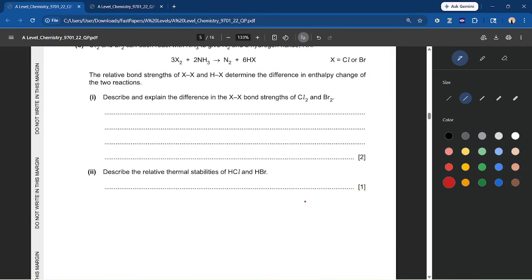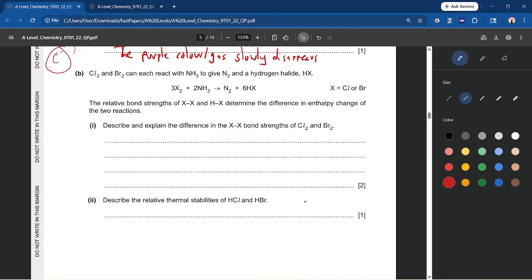So chlorine and bromine can each react with ammonia to give nitrogen and a hydrogen halide. They give the generic reaction, which is 3X2 plus 2 NH3 to give N2 plus 6 HX. You don't have to worry about that. X can be bromine, or it can be chlorine. So let's mention over here, X is equal to Cl or bromine.